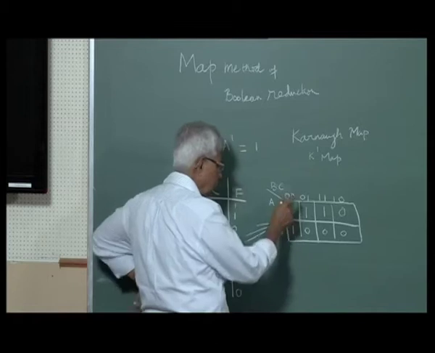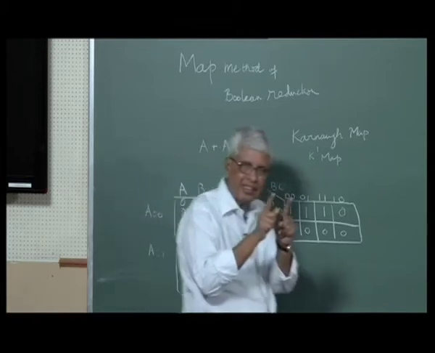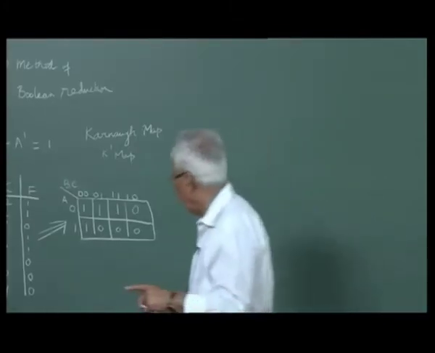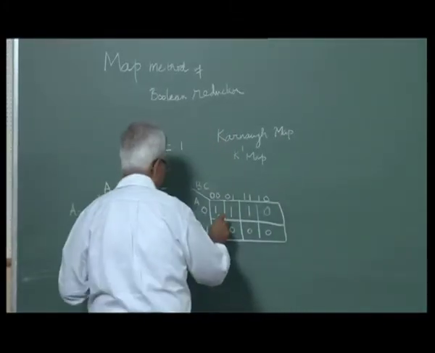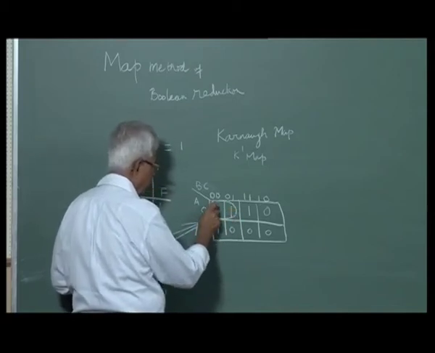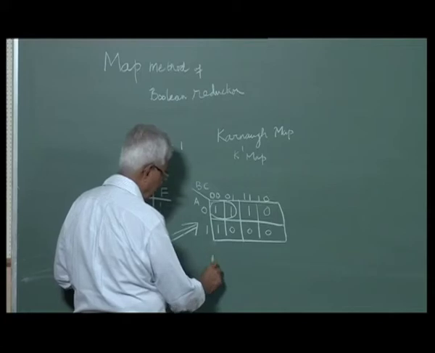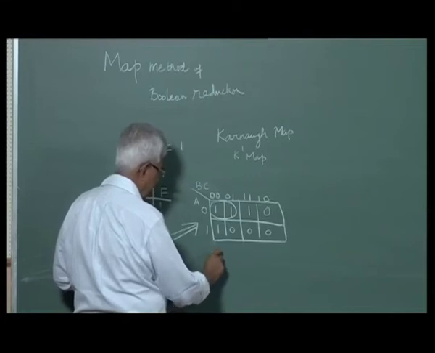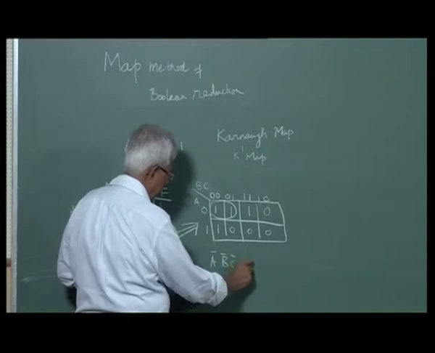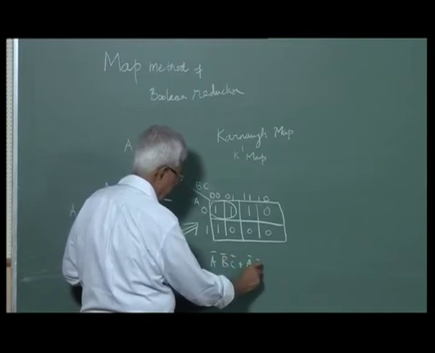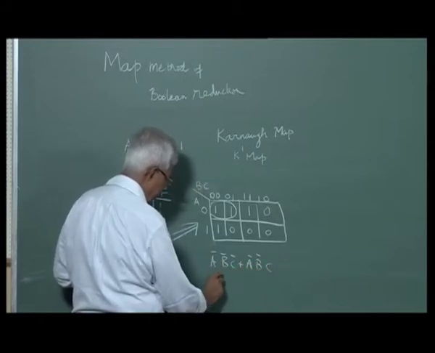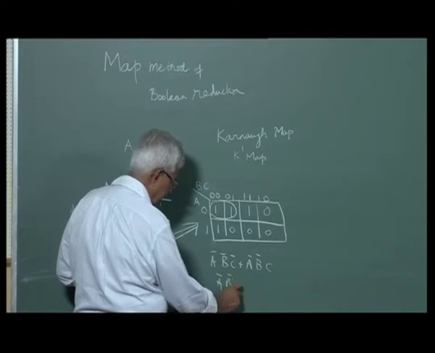So 2 neighboring cells or adjacent cells differ in only one variable, and if you have 1 in both of them, suppose I have 1 in both of them, this corresponds to A bar B bar C bar, A bar B bar C. Now C bar and C combine, so this is combined as A bar B bar.